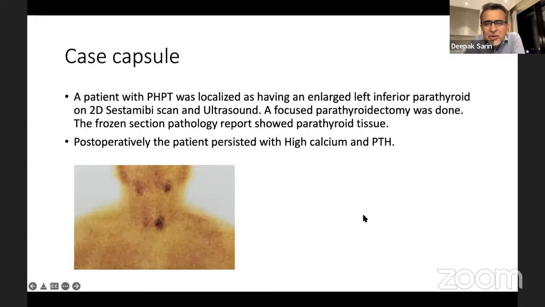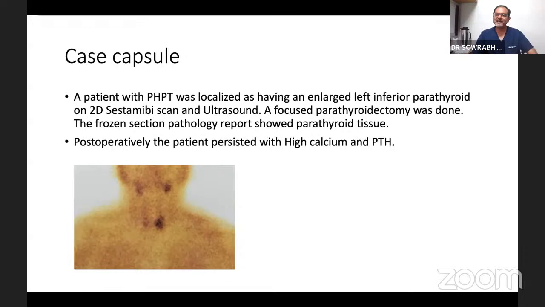So when would a surgeon go wrong in a case? I'm telling you because we see this not infrequently. So it's happened sometimes. You have to see on the Sestamibi scan. Also, you have to go into the detail.